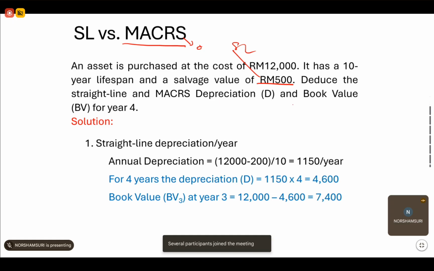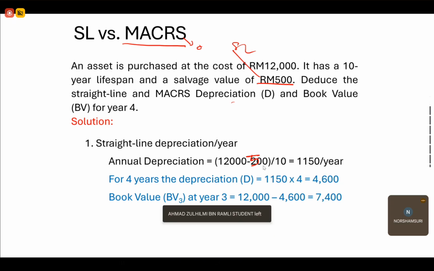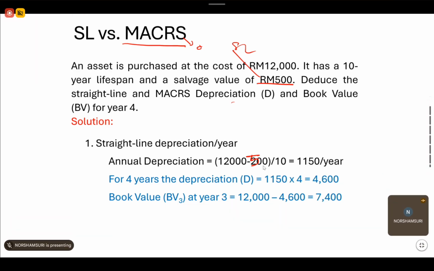MACRS depreciation. D is the depreciation and B is the book value for year 4. So for the straight line, we have the same thing. For example, sorry, this one should be 500. I think, maybe okay, never mind. So 5,000. Maybe I didn't shift the last part. Maybe somebody can help me now. 12,000 actually. 12,000 minus 500 becomes 11,000 divided by 10.